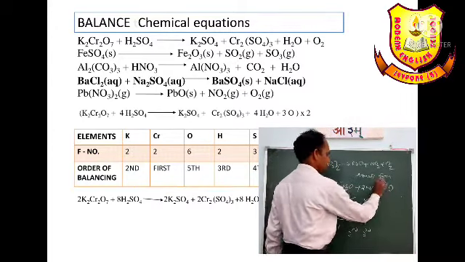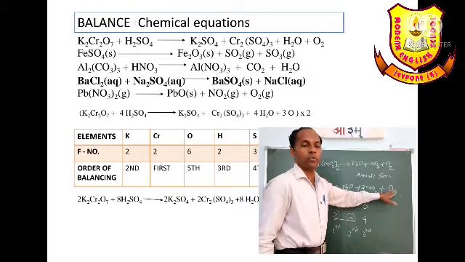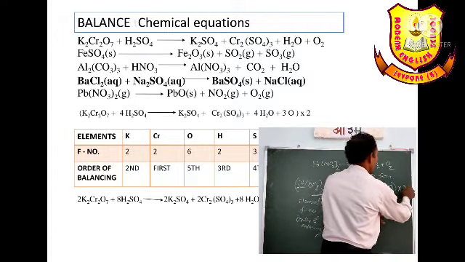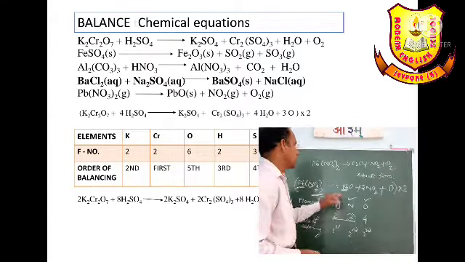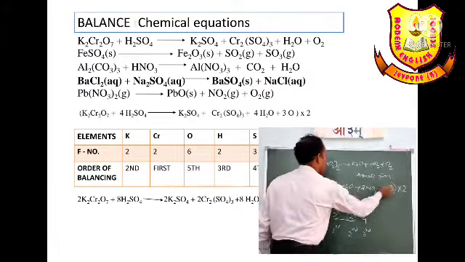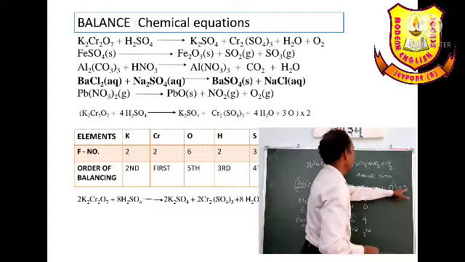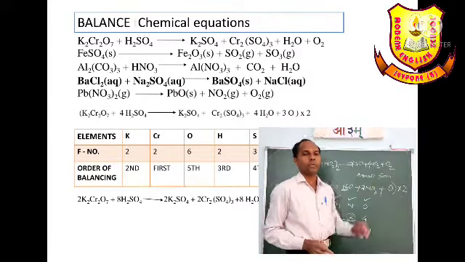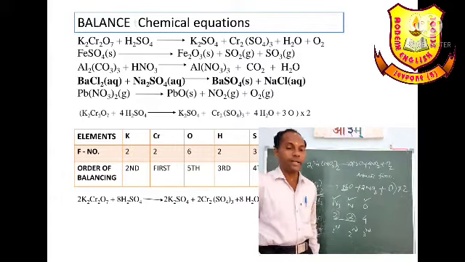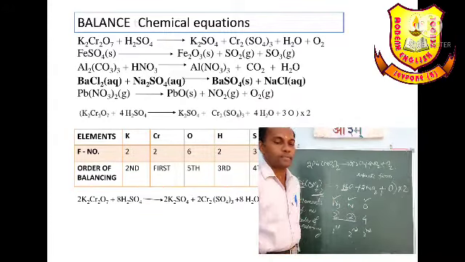Oxygen is already balanced. But this one was in the atomic form, and we have to write it in the molecular form. So the whole equation will be multiplied by 2 to make it a diatomic molecule. So it will be 2 Pb(NO3)2, 2 times 2 is 4 here, and O2 as usual. It is balanced. Am I clear? This is the way we have to balance.